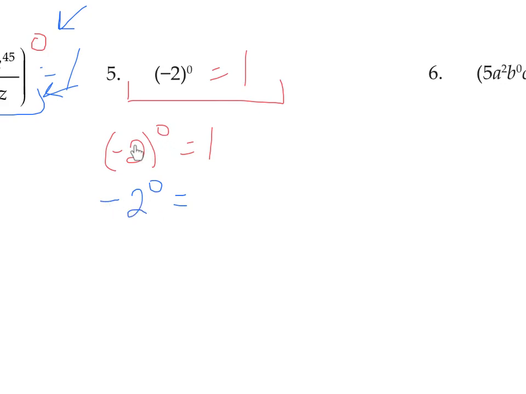Up here, when the negative is held in with the parentheses, the 0 is on this whole base, the negative 2, so the whole thing makes 1. But here, the 0 is only affecting the 2. So this part of the expression will equal 1, but this negative sign is still there. So this makes negative 1. You really need to be familiar with these two expressions and the difference between them when the negative is in the parentheses and outside the parentheses.